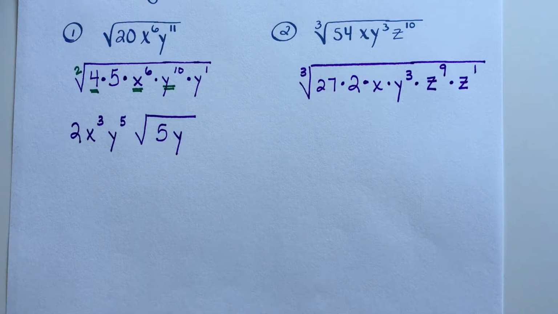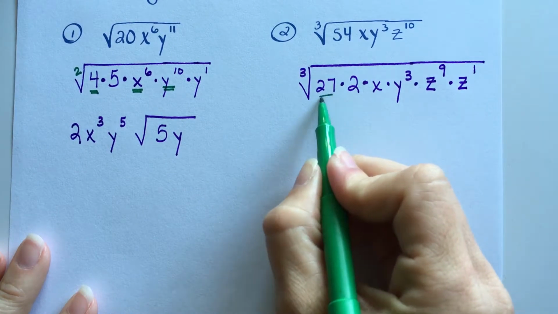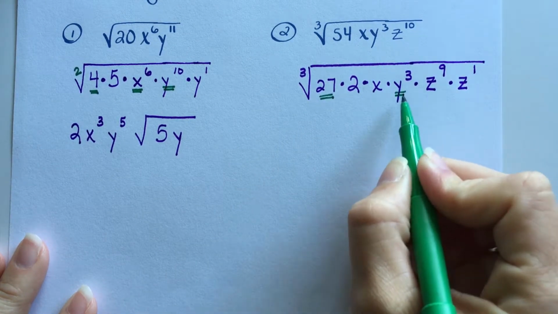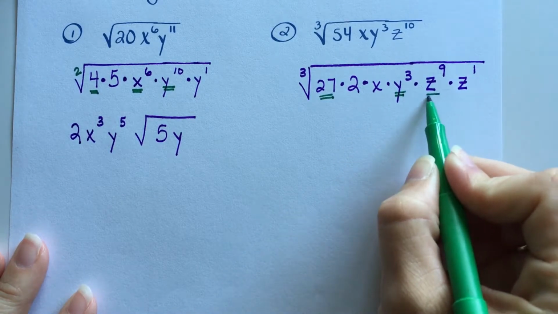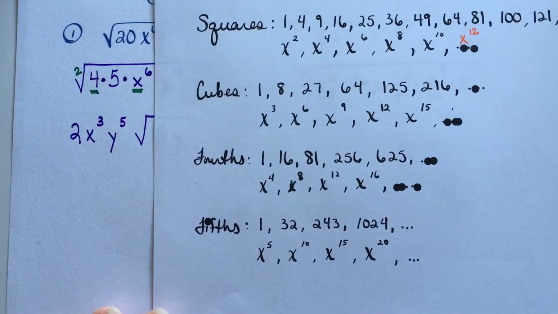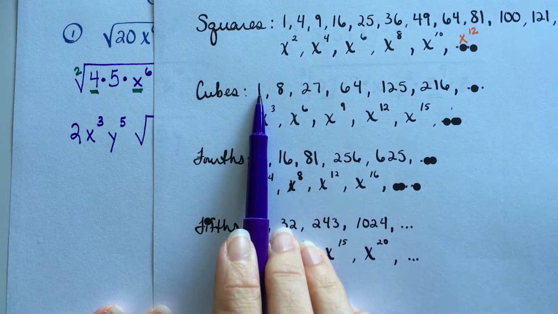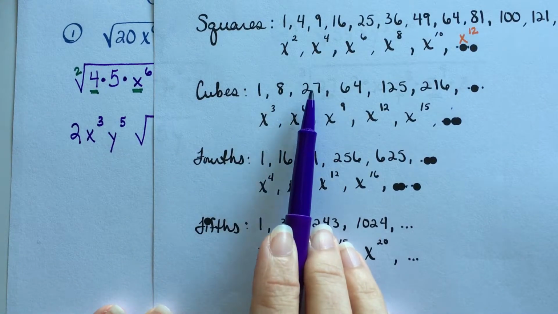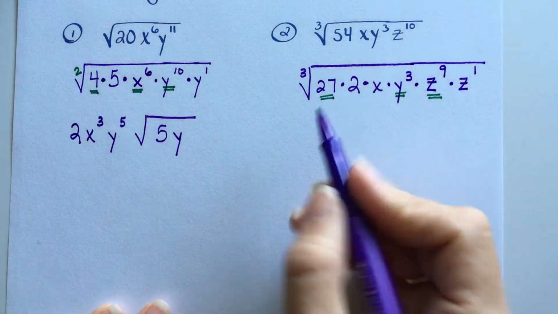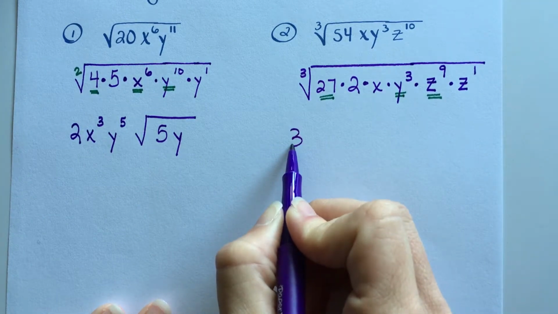Now, the things that are on your list, that was the 27, the y cubed, and z to the 9. Those are the things that I can take the cube root of. Now, cube root of 27. So this is 1 cubed, 2 cubed, 3 cubed. So that means the cube root of 27 is going to be a 3. So I'm going to have a 3 out front.